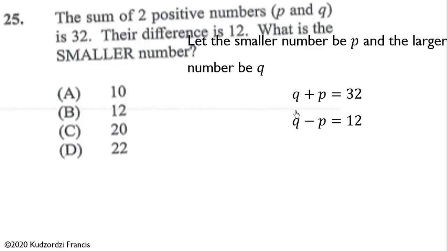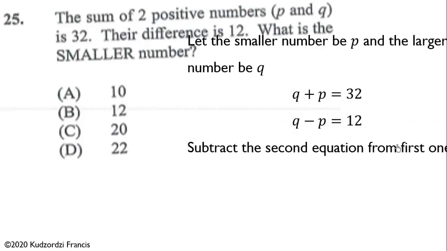So the only thing we can do to eliminate q is subtract. So we subtract the second equation from the first equation. You can also add them. That way it will be a bit longer, but the quickest way is what we are doing now.